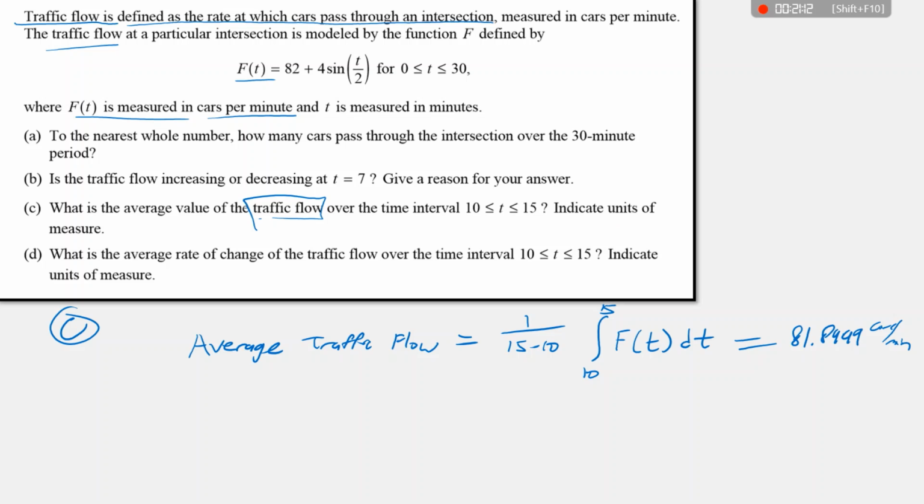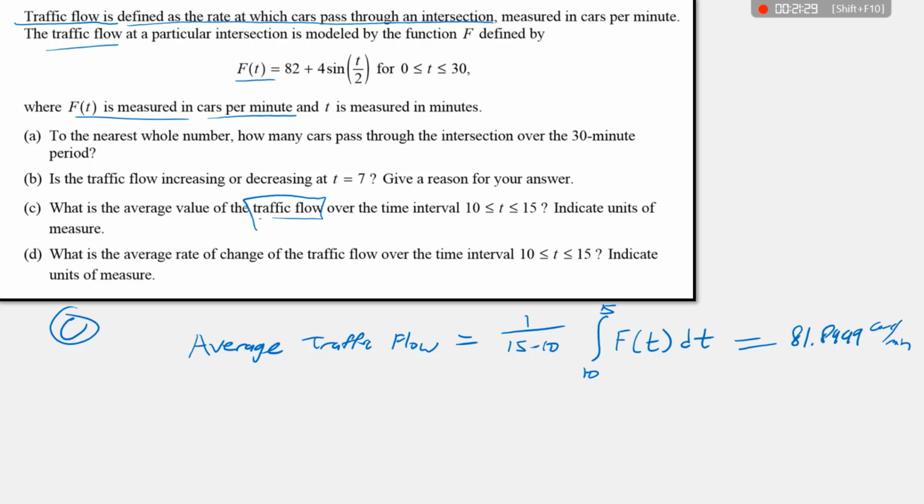Okay. I think I can leave it like that actually. Since this is a rate, it's okay for this to not be a whole number. Any questions on what we did for average value?